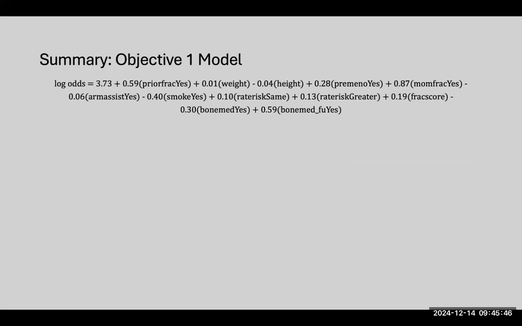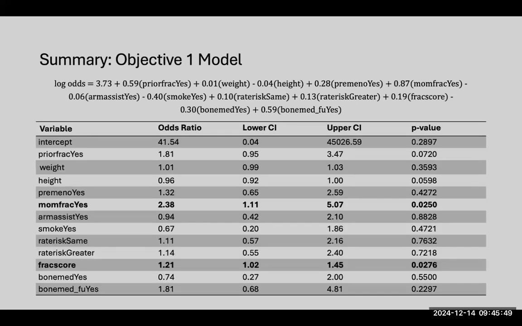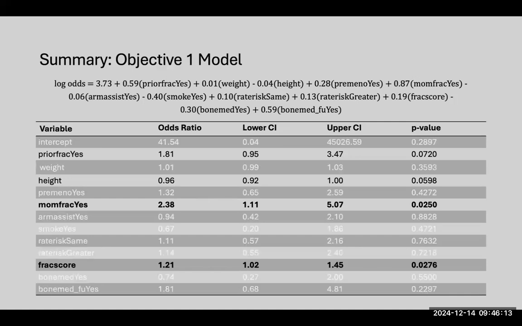This is the model. And this is a table of the odds ratio coefficients for each of the variables, the confidence intervals, and the p-values. And so in bold black, these are the only 2 statistically significant variables at the 0.05 level in the model, mom's fracture history and FRAC score. In white, these variables are not statistically significant, and the other 2, prior FRAC and height, were sort of borderline statistically significant.